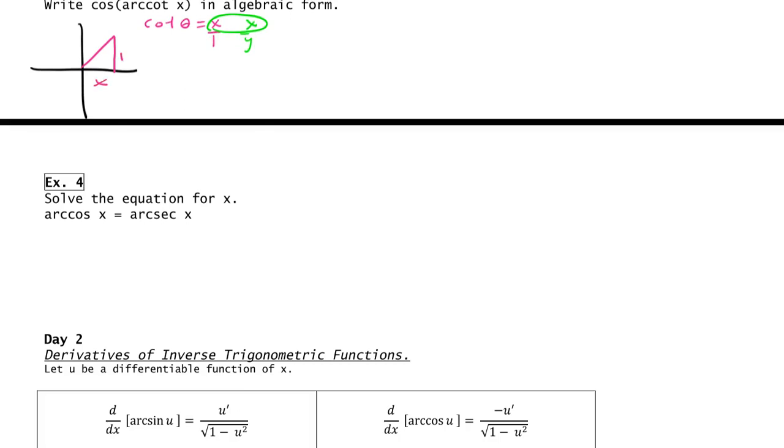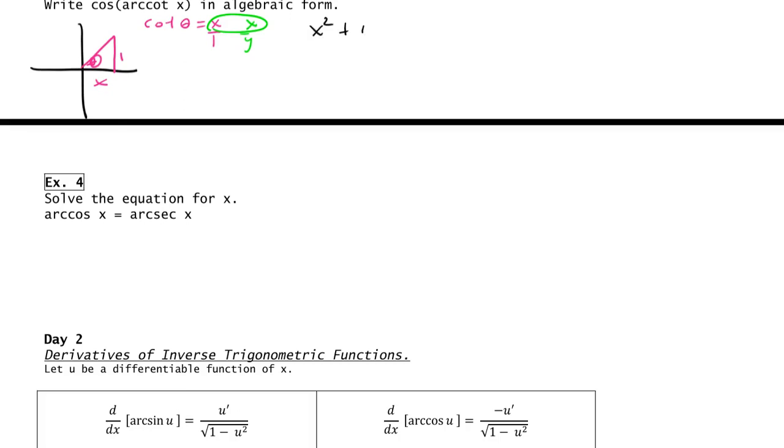Now I need cosine of this theta. Okay, so to get cosine of that theta, well, what is cosine? Cosine, if you look up above, is x over r. I already have my x right here. I need my r, so I'm going to go ahead and use the Pythagorean theorem.